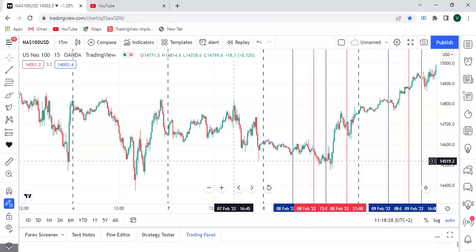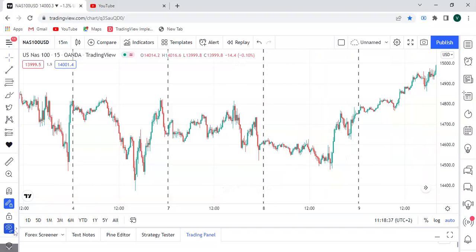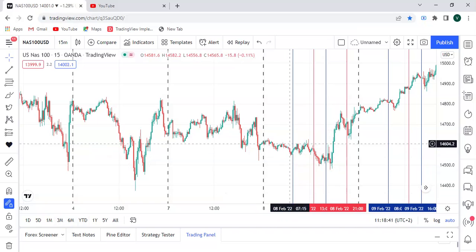As we know, we've got our Asian session, our London session and the New York session. Here in this case, I only indicated my London session, which is the first blue line, and the second blue line is the end of our London session and the start of our New York session, which is this first red line here. The end of the New York session is this line here.